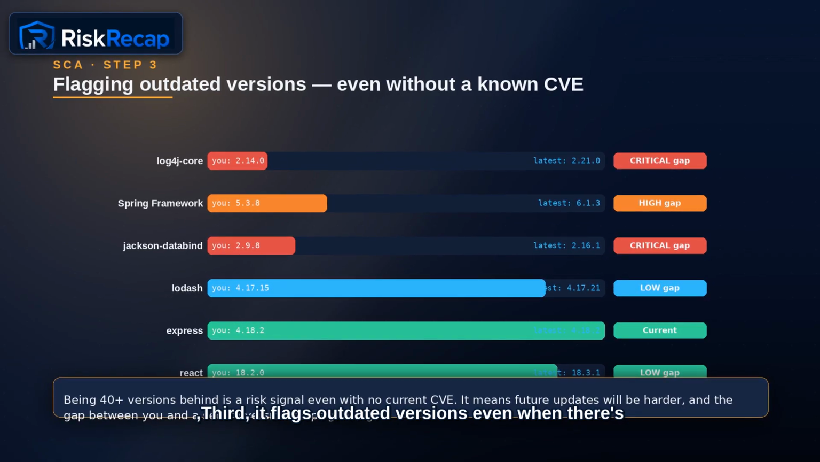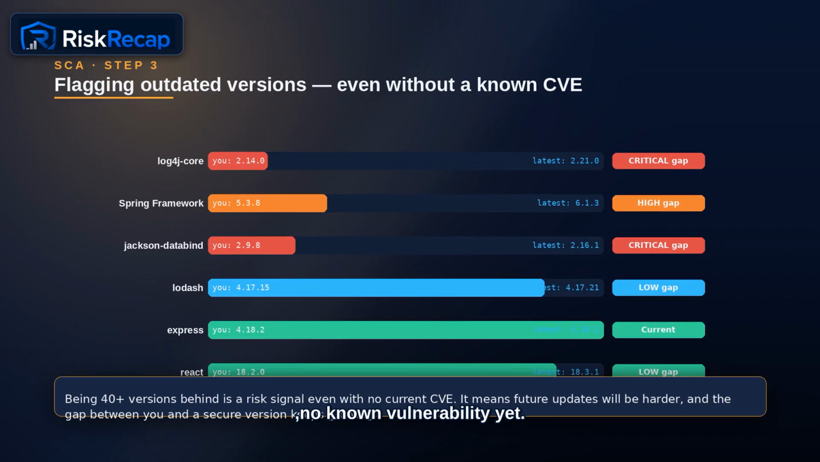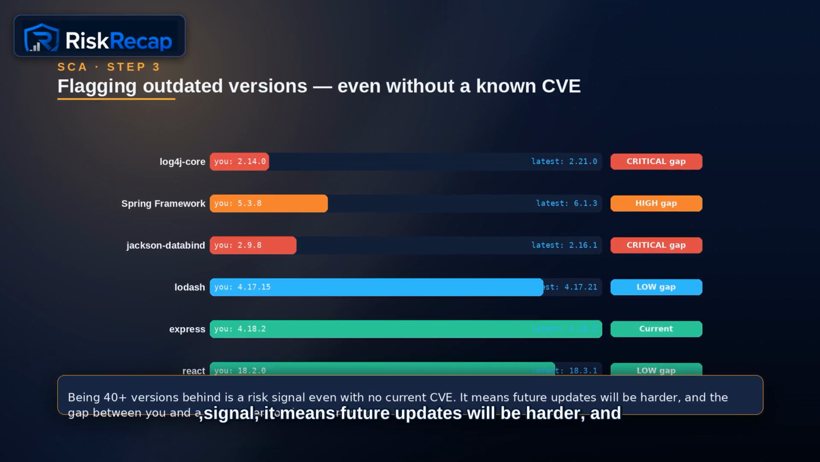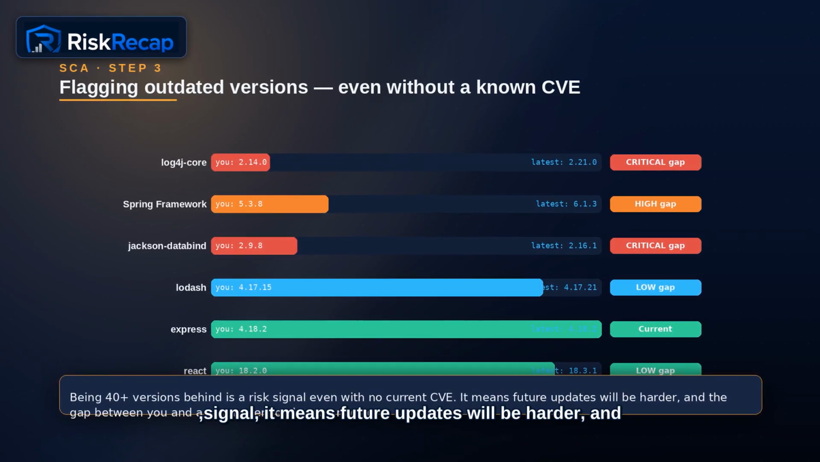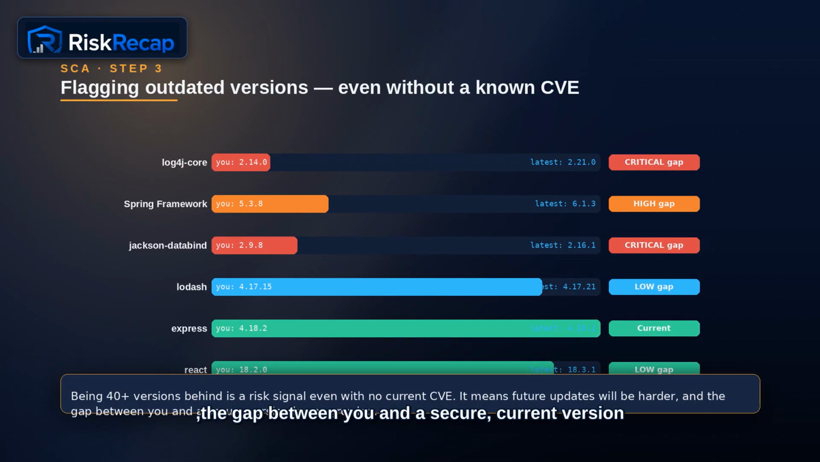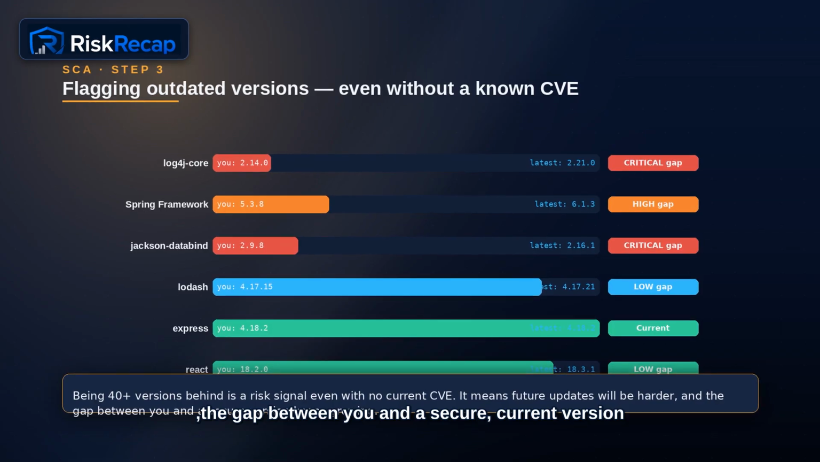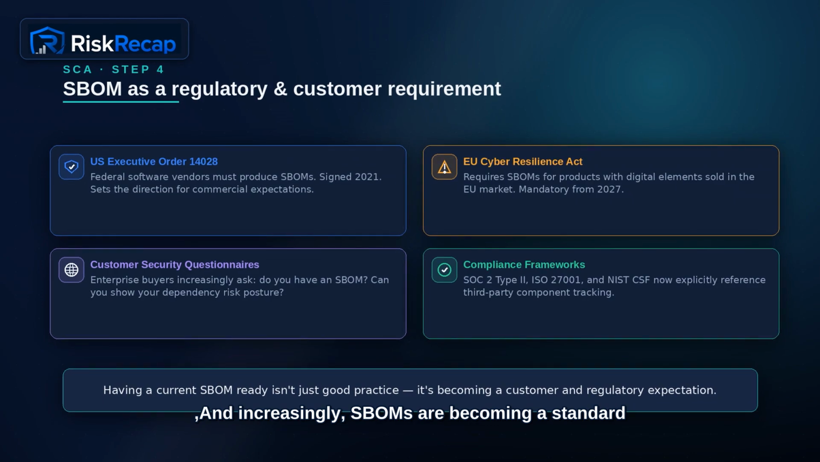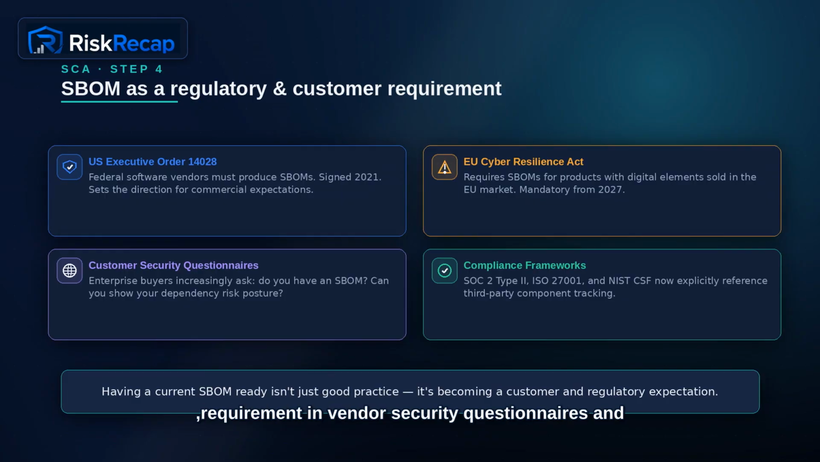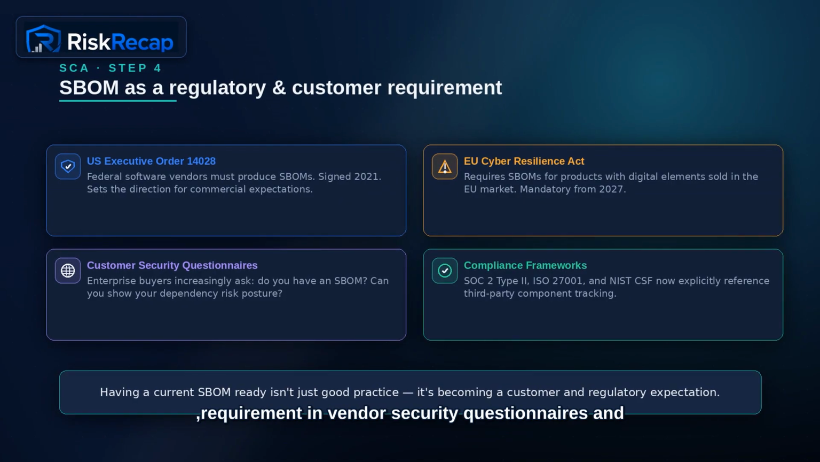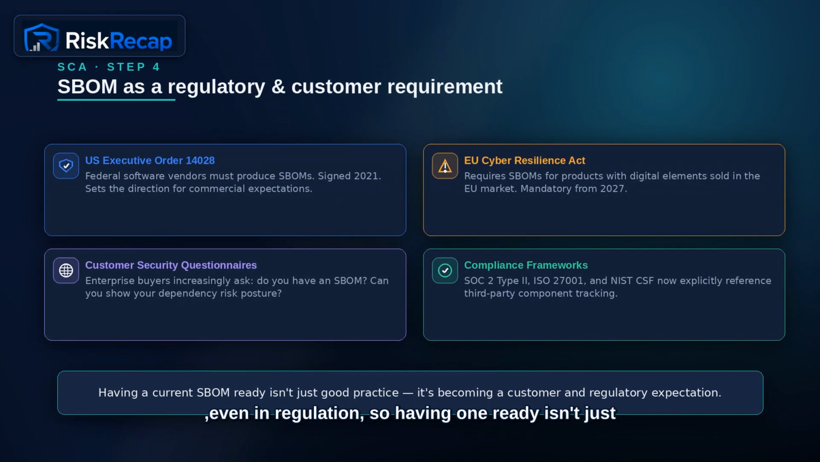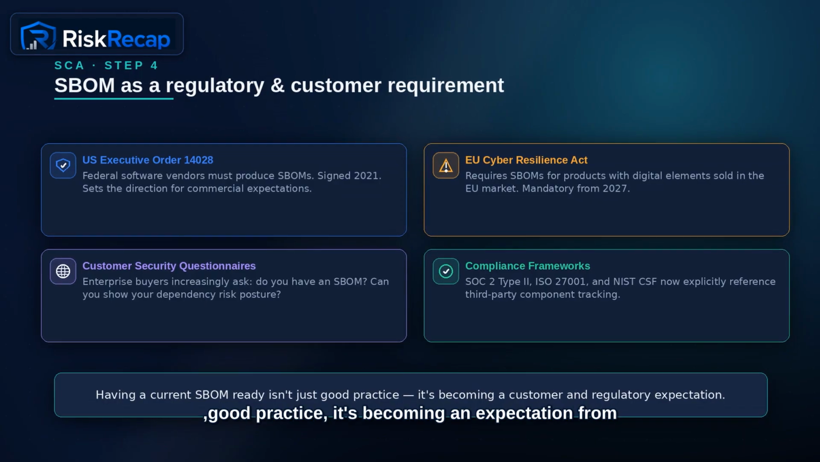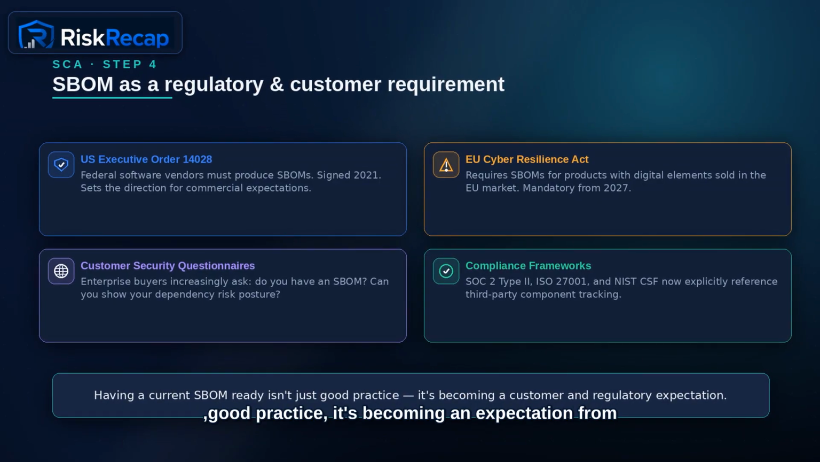Third, it flags outdated versions even when there's no known vulnerability yet. Being 40 versions behind is itself a risk signal. It means future updates will be harder, and the gap between you and a secure current version keeps growing. And increasingly, SBOMs are becoming a standard requirement in vendor security questionnaires and even in regulation. So having one ready isn't just good practice, it's becoming an expectation from your customers.